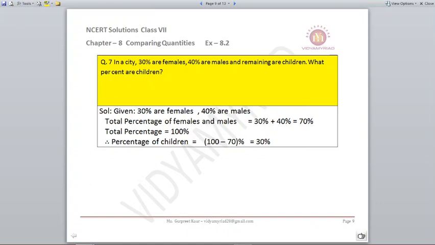Question number 7. In a city, 30% are females, 40% are males and the remaining are children. What percent are children? Now if I want to calculate this, I should know what the total is. Since it is in percent, we know that the total is always 100. That means out of 100, 30 are females, 40 are males. So the remaining are the children. What is 30 plus 40? 70. Total is 100. So 100 minus 70 comes to 30%. That is the percentage of the children.